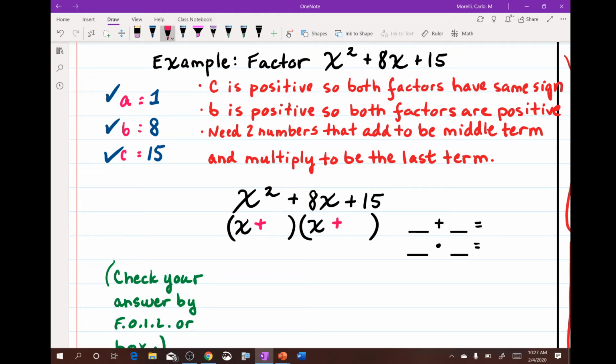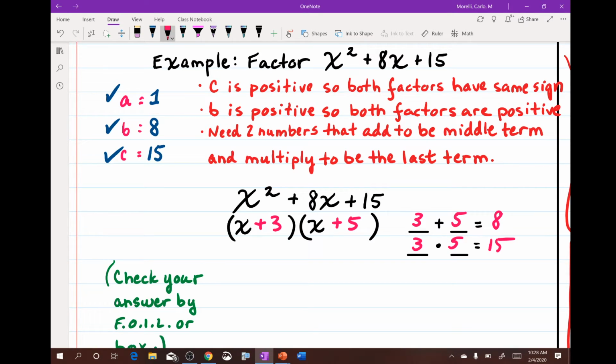So now we have to play a little game. I need two numbers that add to be the middle term and multiply to be the last term. What's the middle term? 8. What's the last term? So, two numbers that add to be the middle term and multiply to be the last term. 3 plus 5 equals 8. 3 times 5 equals 15. So, my factors are x plus 3 and x plus 5.